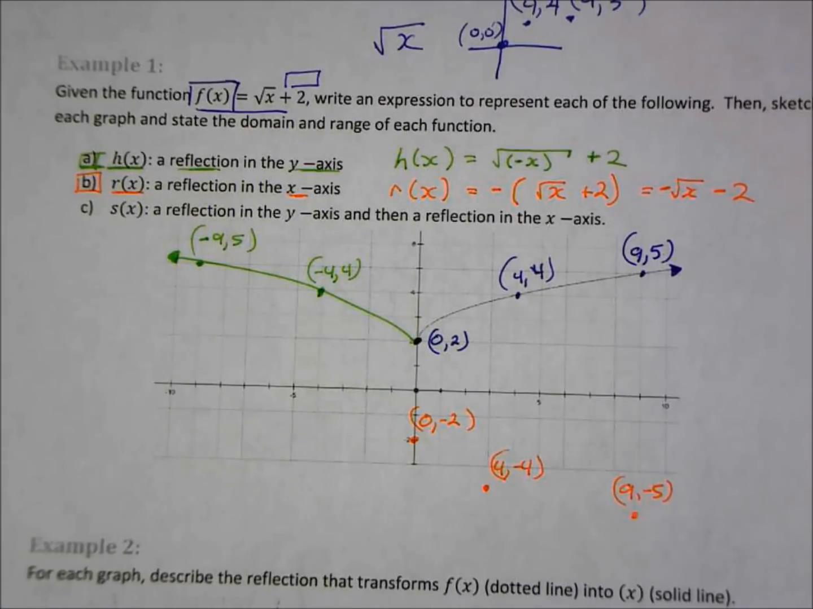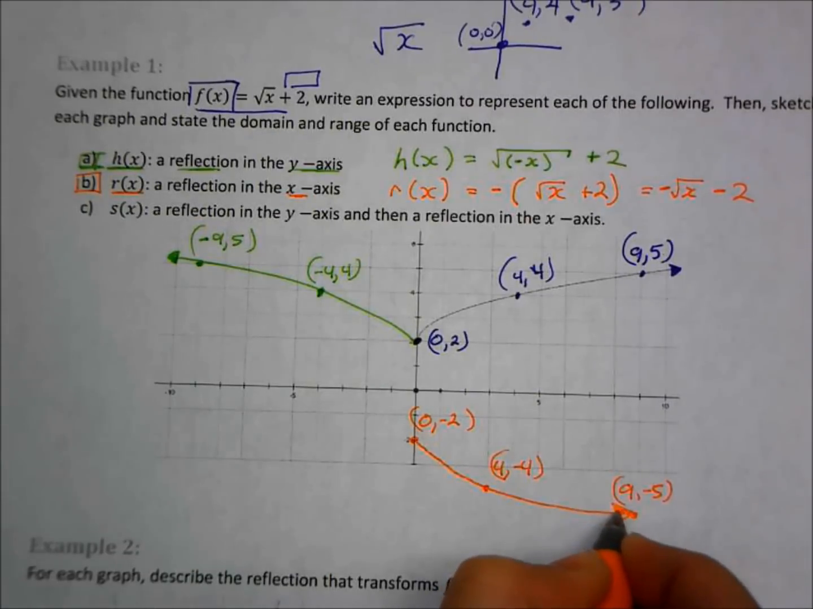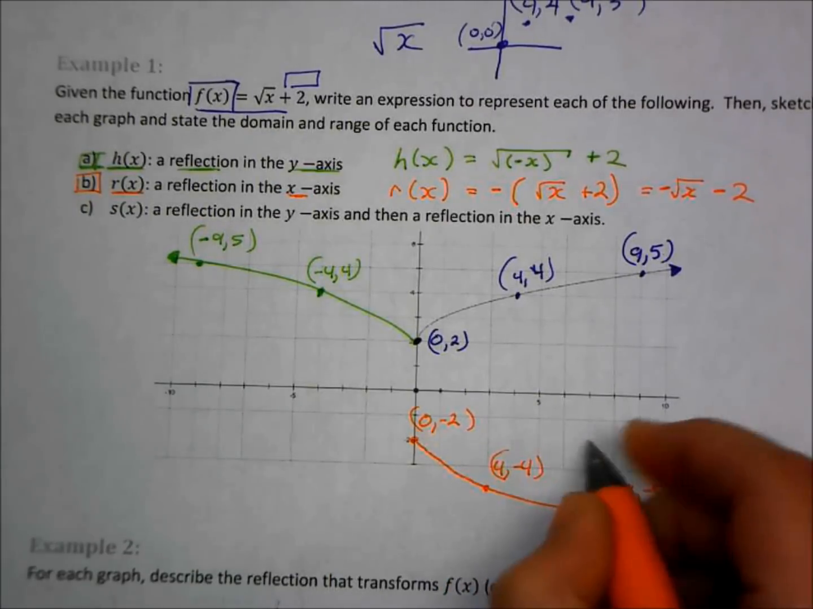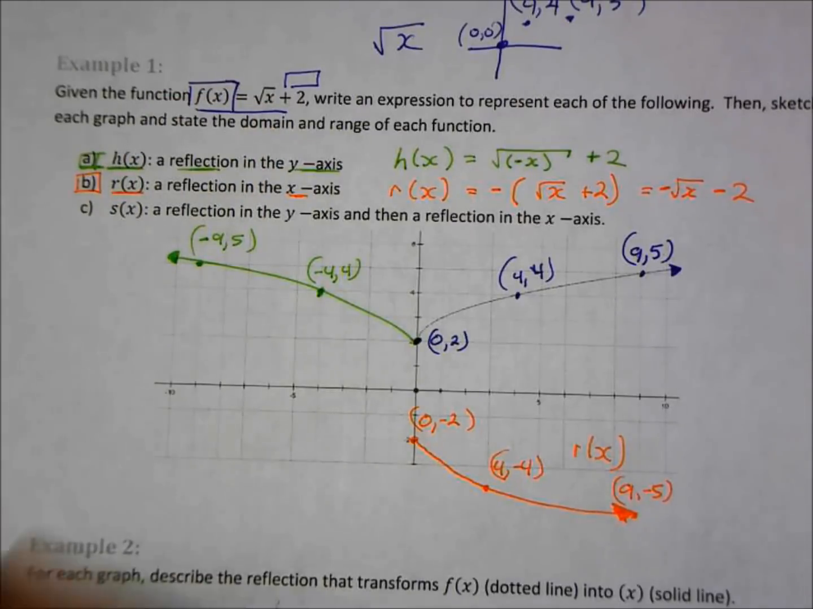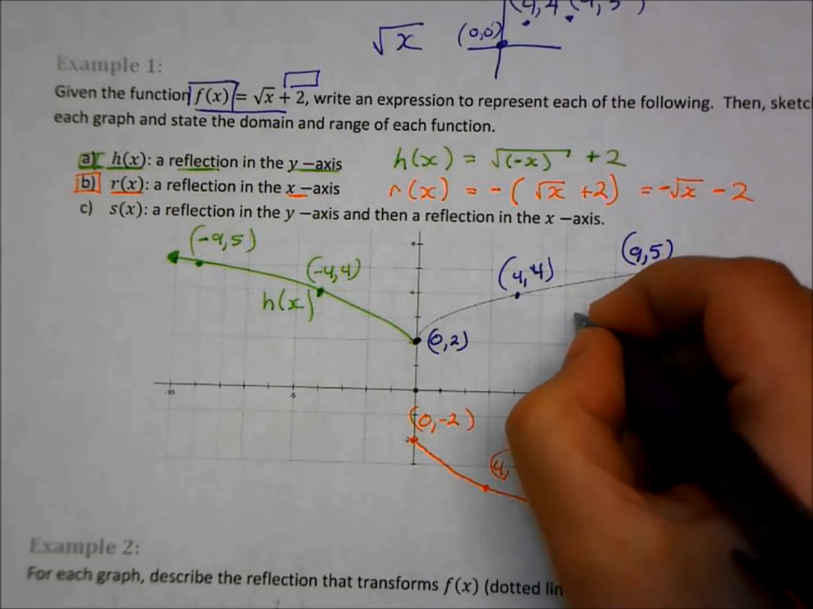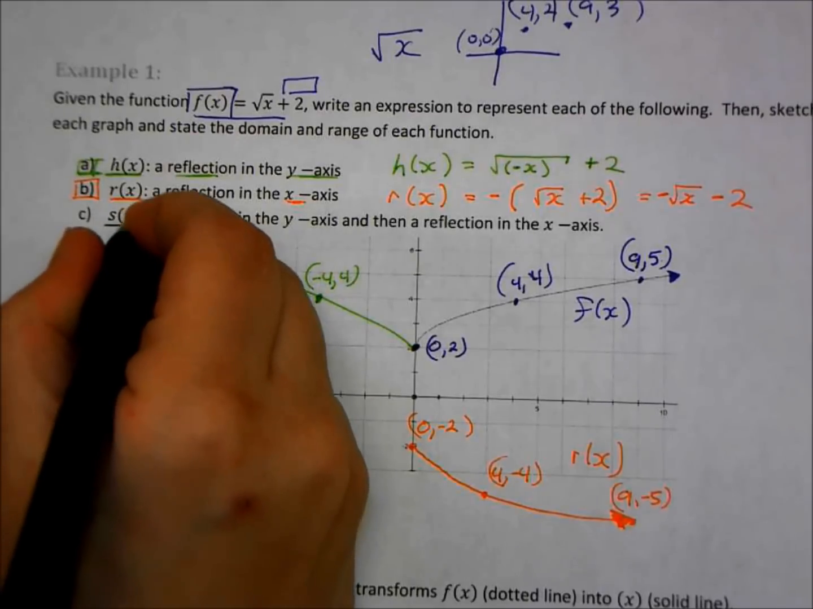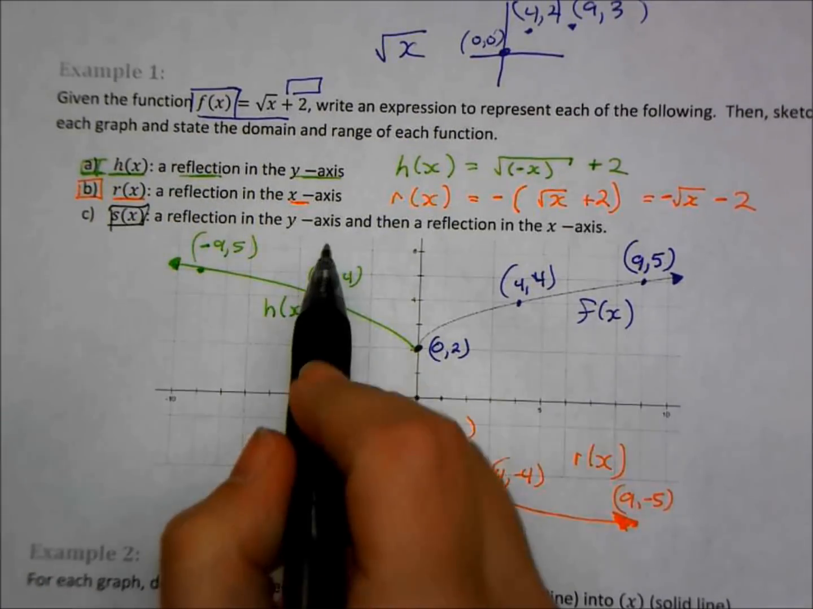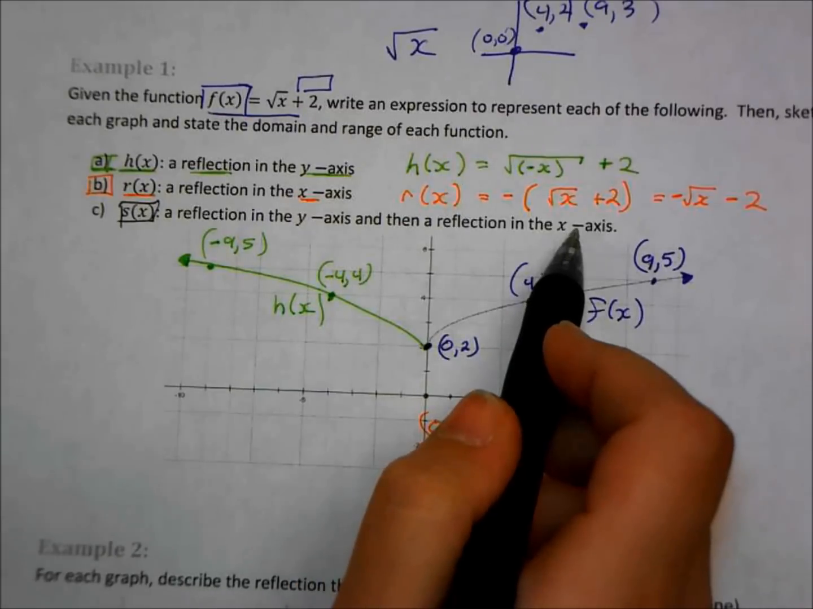Sorry, I made the graph wrong. Alright, so there is r of x, to go along with our h of x and f of x. Our final graph is going to be s of x. It's a reflection in the x-axis, and then one in the y, and then already one in the x.